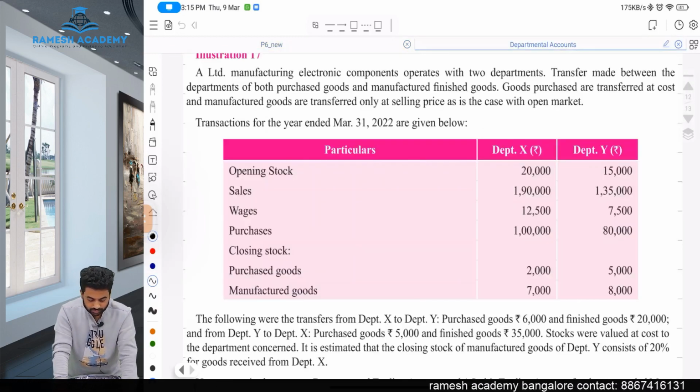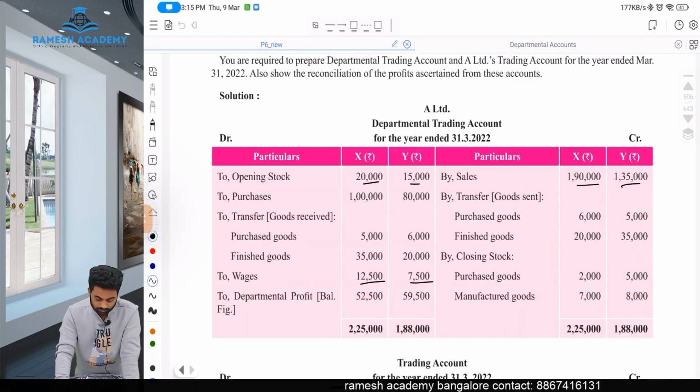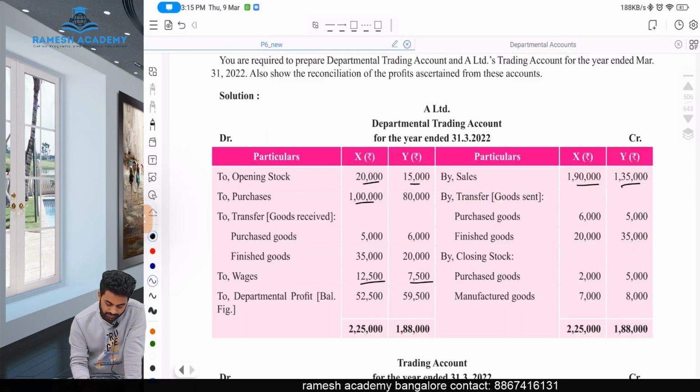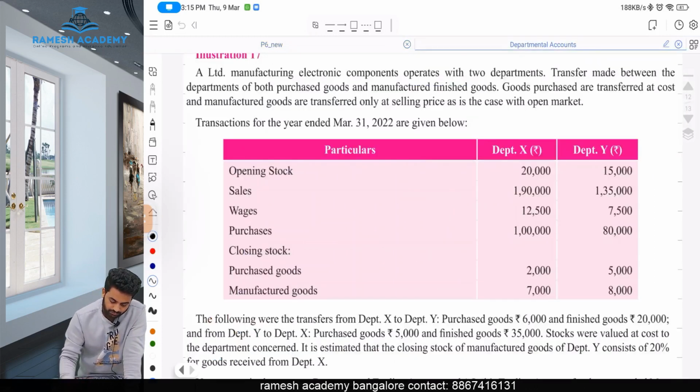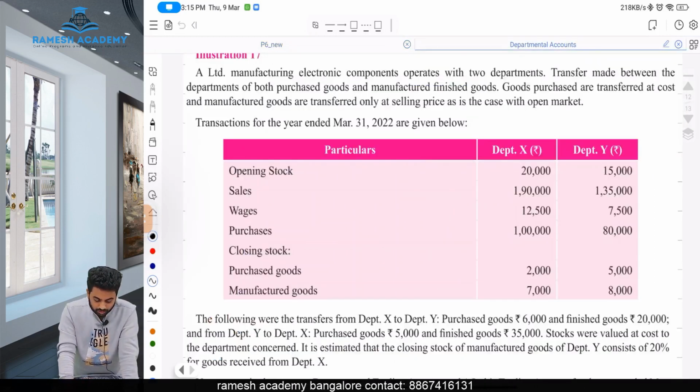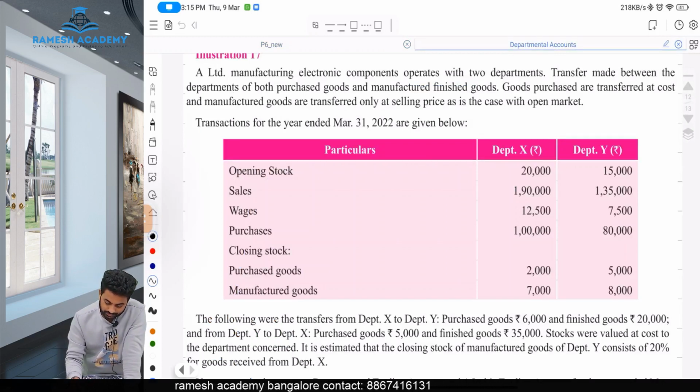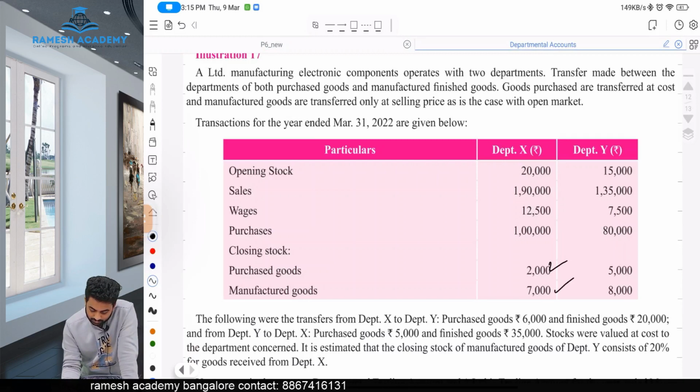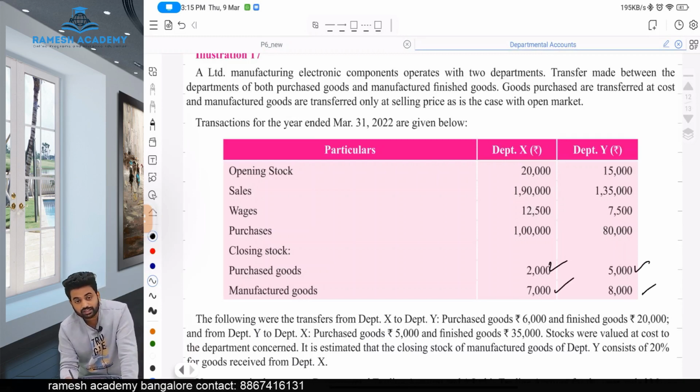Done. Next, there is a purchase of 1,80,000. Done. Closing stock they are giving. X it is 2,000 plus 7,000, 9,000. Y it is 5,000 plus 8,000, 13,000.